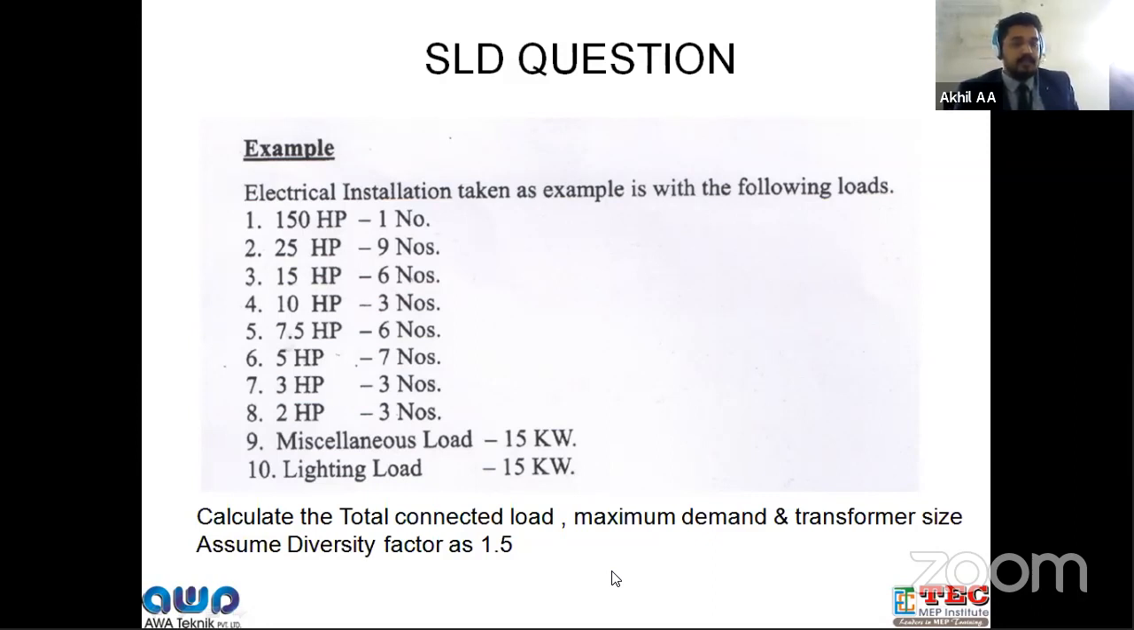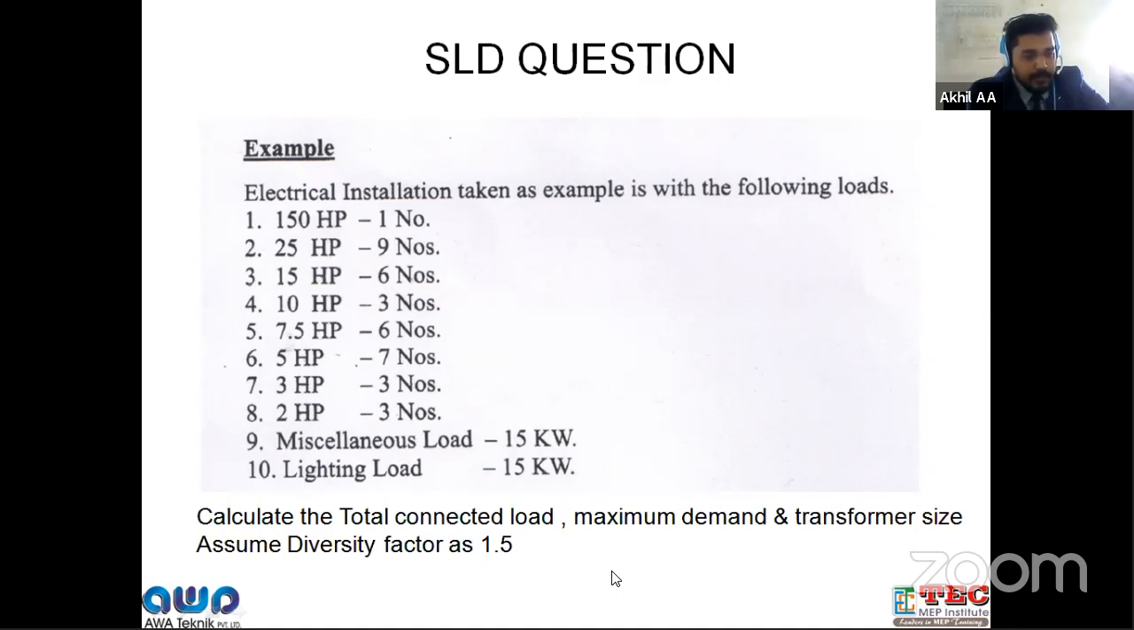Okay. Then after getting the total connected load, you have to divide it with the diversity factor, because I have already given the diversity factor. That value is the maximum demand. Then you have to add the safety factor also, 20% or 25%, on the maximum demand. Then we will be selecting the transformer size. Those who want the standard table for transformer, I will show that.